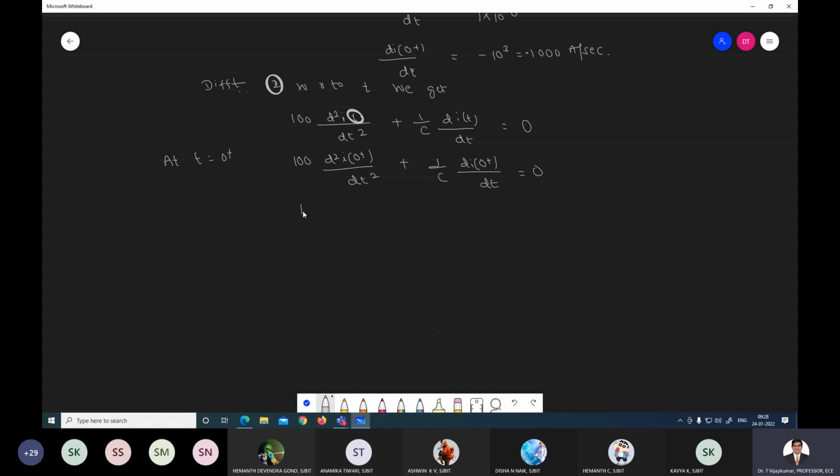This is 100 into d²i(0+)/dt² plus 1 by C, the value is 1 microfarad, into di(0+), which we calculated now, minus 10 to the power of 3, is equal to 0. So simplify this: d²i(0+)/dt² is equal to 10 to the power of 7 amps per second squared. This is the answer.